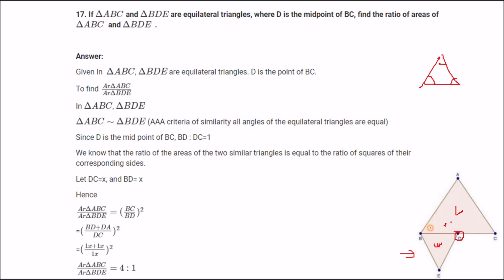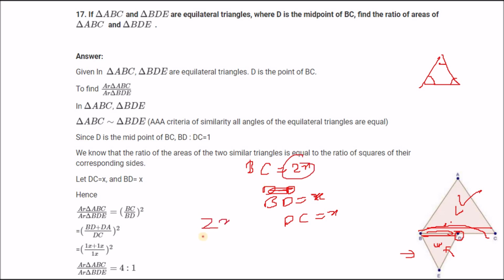Since D is the midpoint, if you take this whole BC as 2x, then BD will be equal to x, and DC will also be equal to x. Now take the ratio. Area of the bigger triangle ABC by area of this one, BDE, will be equal to BC by BD, squared. Since we have taken BC as 2x, BD will be x, and this is squared. The x gets cancelled. 2 squared is 4, so this will be 4 by 1, that is 4 is to 1. This is the ratio of the areas of the triangles.